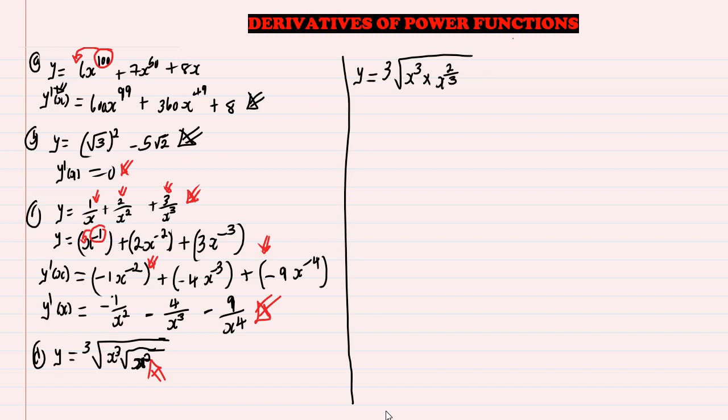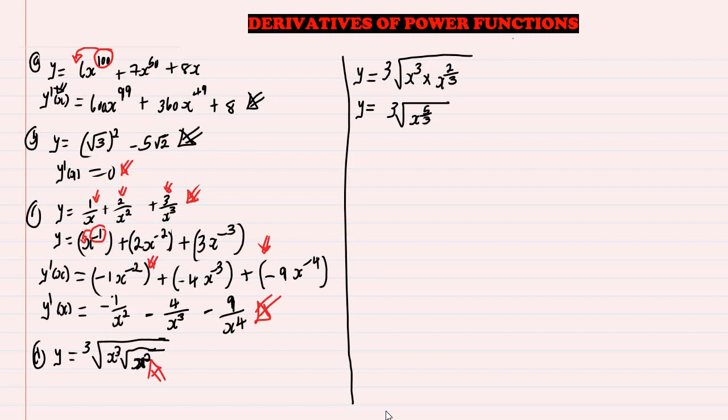Okay? Now the next step is you are going to multiply s raised to the power of 2 over 3 by s raised to the power of 3. Okay, guys? So this is going to be y is equal to the cube root of s raised to the power of 2 over 3 multiplied by s raised to the power of 3. We are going to have s raised to the power of 5 over 3.